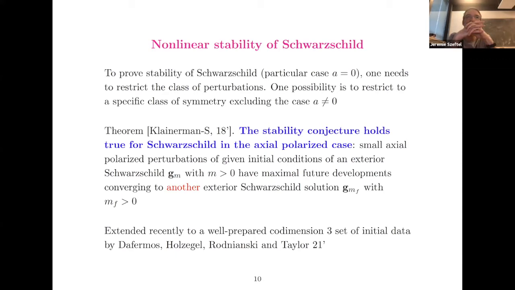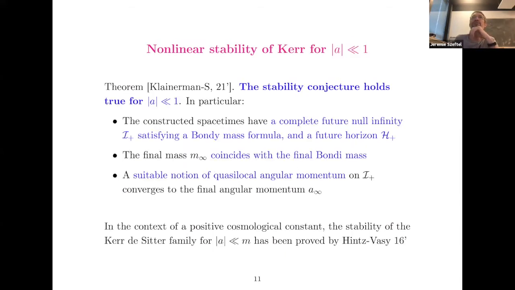Okay, and let me mention that this result was extended recently, in fact a few months ago, by Dafermos, Holzegel, Rodnianski, and Taylor, to include a well-prepared codimension 3 set of initial data. In other words, no symmetry. This is, in fact, the optimal result that you can hope for Schwarzschild if you want to make sure that you don't converge to Kerr. Okay, so this was the case of Schwarzschild, and now let me mention the case of Kerr.